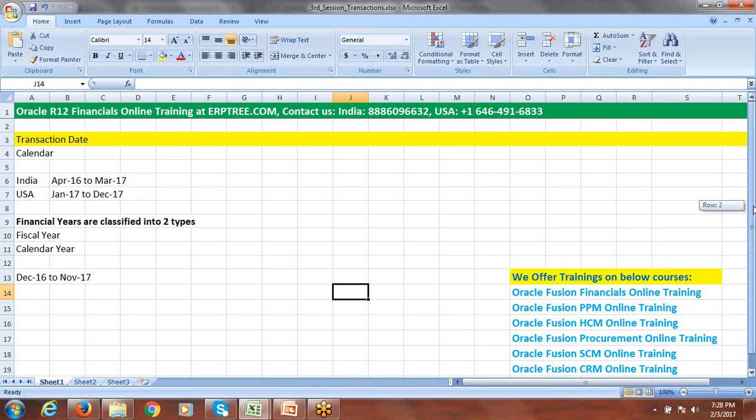The second point: after finalizing the year type, you have to finalize the period type. So how many periods can we have in our calendar? Anyone? 4 periods. 12 periods. Any other answers? 4 and 2. Okay, quarterly and half yearly.